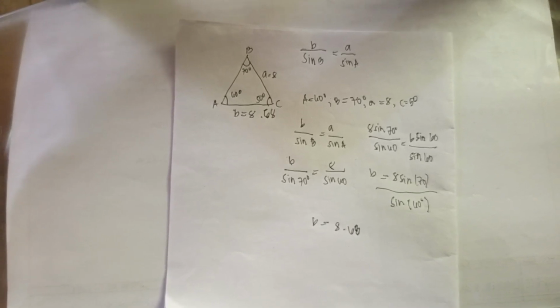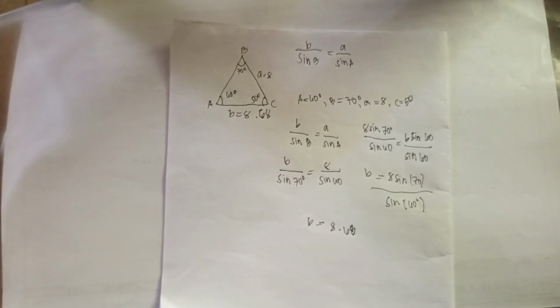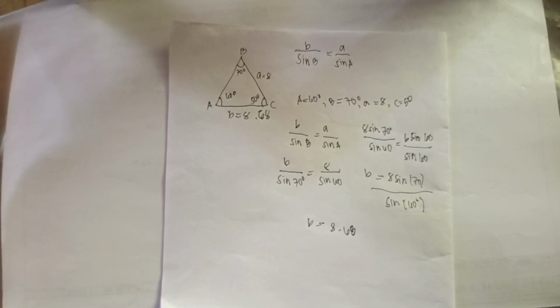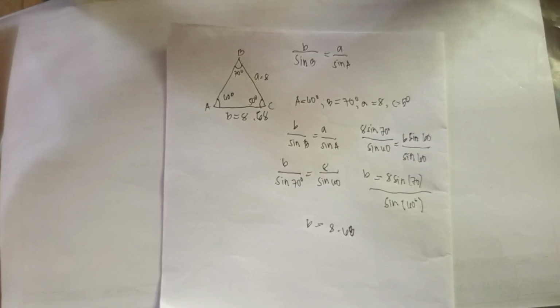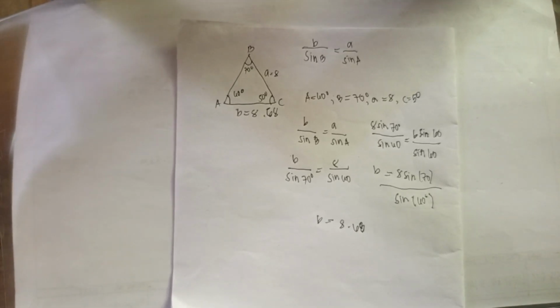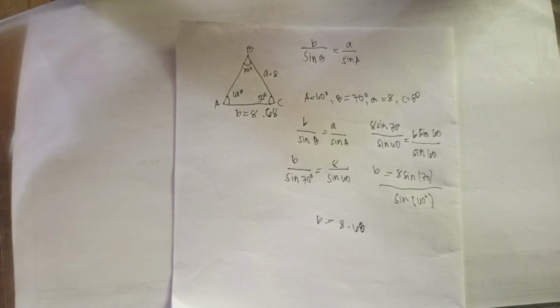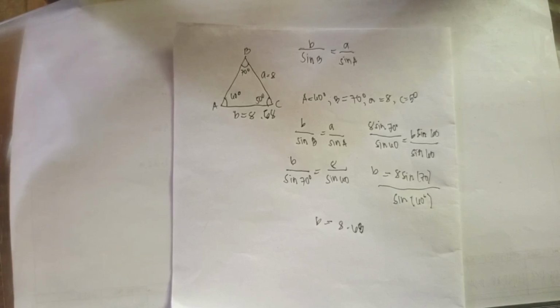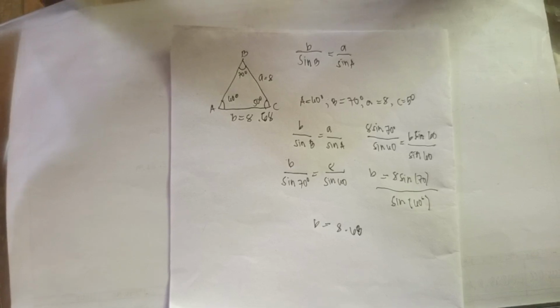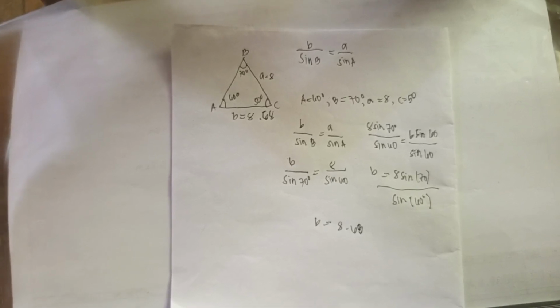Now, the angle B is 70 degrees. Side a is 8 and angle A is 60 degrees. Now notice, to find the value of b, we cross multiply: 8 sine 70 degrees is equal to b times sine of 60. Let's divide both sides so that the value of b equals 8.68.